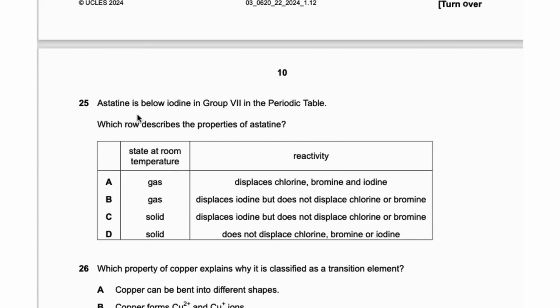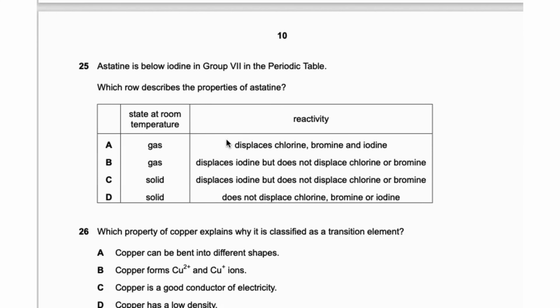25. Astatine is below iodine in group 7 in periodic table. Which row describes the properties of astatine? State at room temperature. In group 7, we have seen fluorine, chlorine, bromine, iodine. These two are gases. This is liquid. This is solid. So below it, the astatine is also solid. So these two are the choices, right?